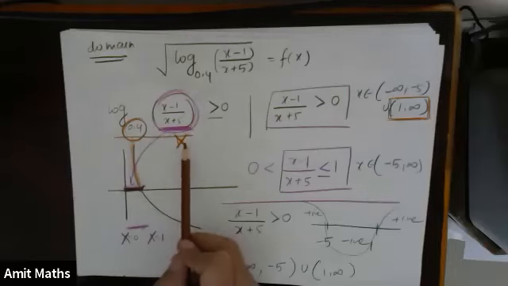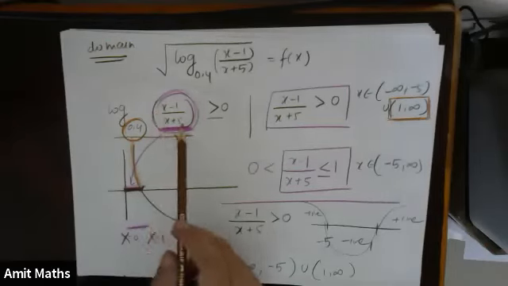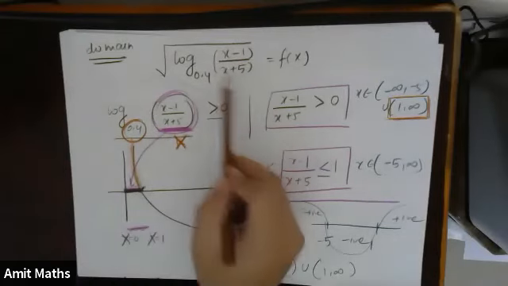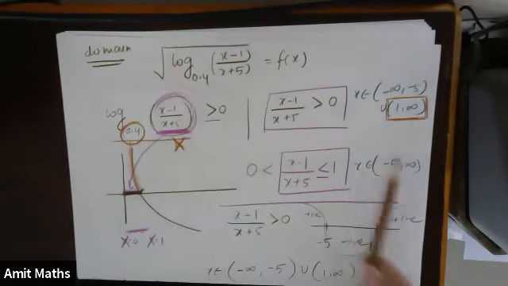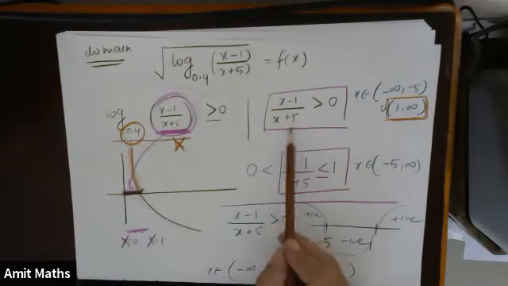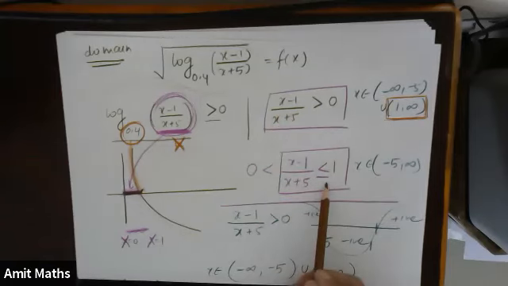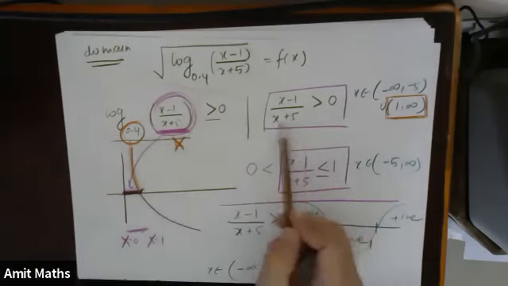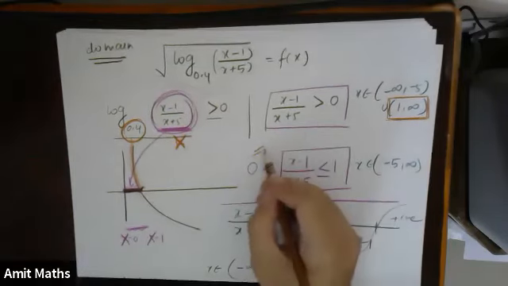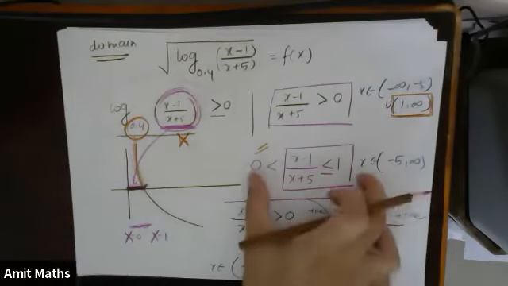Why can 1 be included? Because this whole thing can be 0. So we'll just find out that this x minus 1 upon x plus 5 should be greater than 0 and less than equals to minus 1. Okay. Now one more condition, that whatever is inside the log has to be greater than 0. So this part is already taking care of that. So we'll break this into two parts.